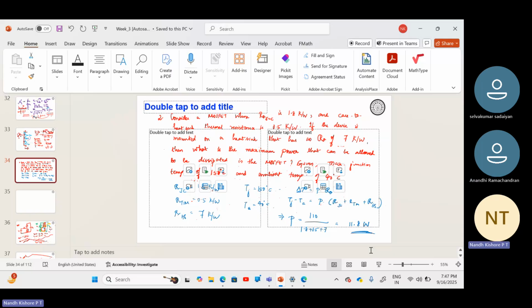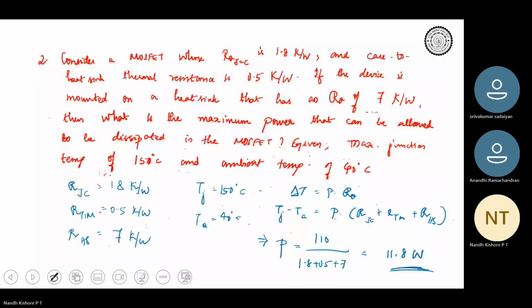150 minus 40 is 110. 110 divided by... Yes, correct. 11.83, right? I think that's what I'm also getting. 11.83 watts. Okay.